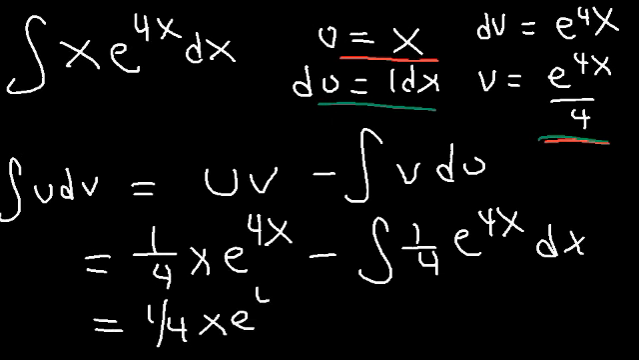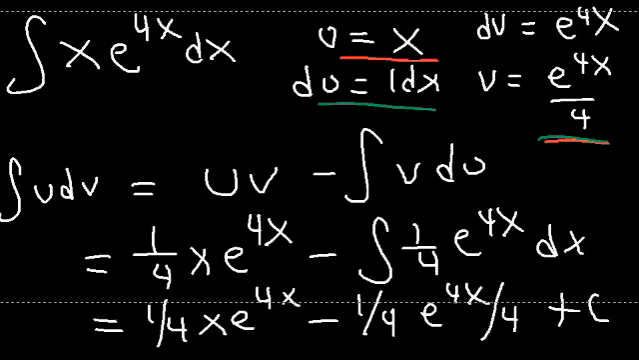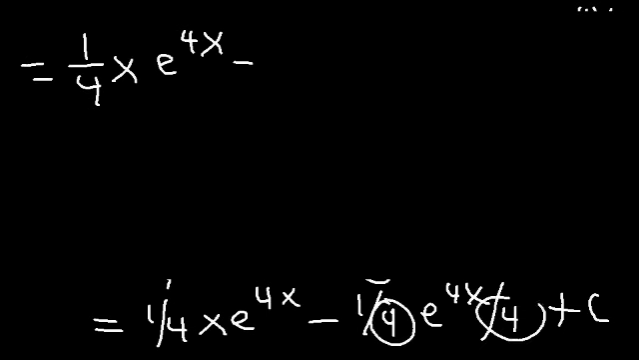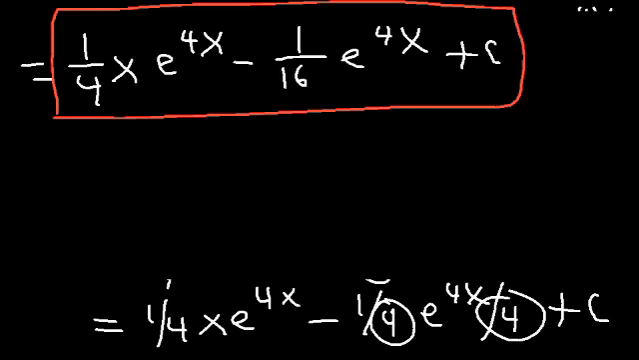So the antiderivative of e to the 4x is just e to the 4x divided by 4, and then plus c. So now we could write the final answer, which is 1/4 x e to the 4x minus, 4 times 4 is 16, so 1/16 e to the 4x plus c. So that's integration by parts.